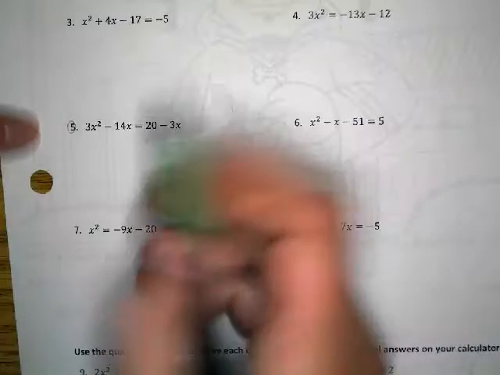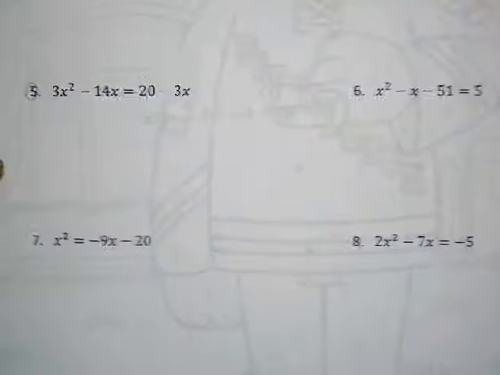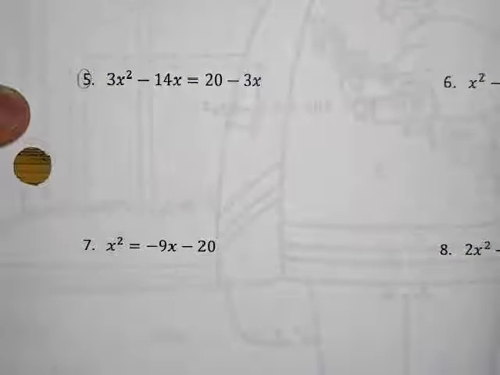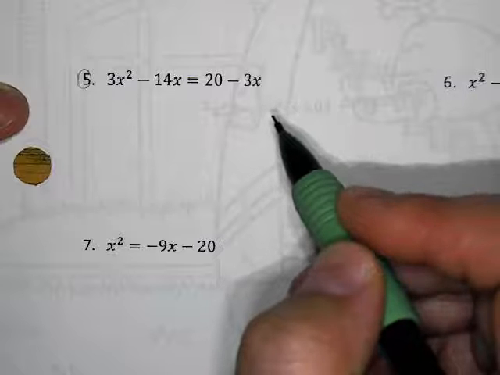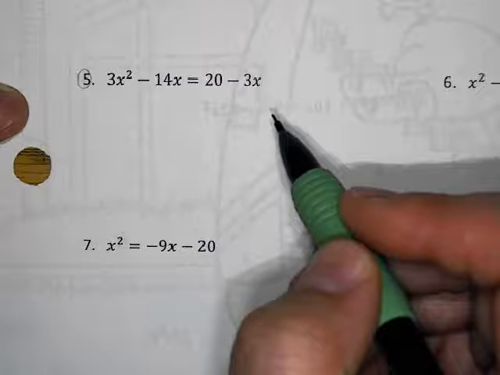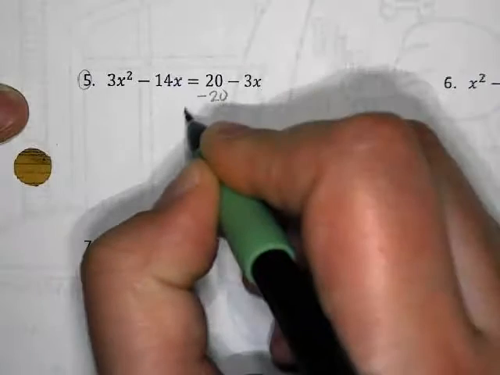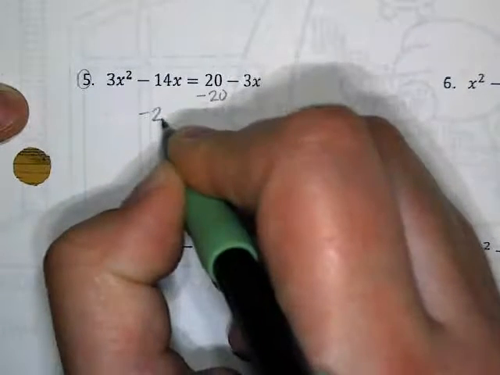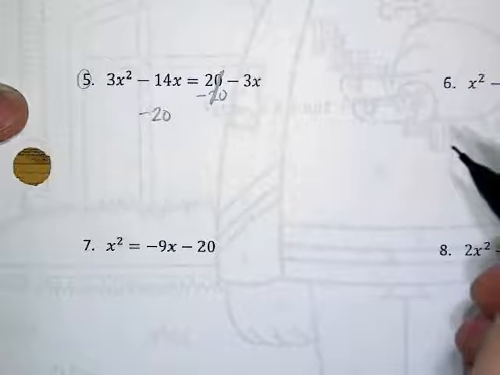Okay, so we got to set it equal to 0 first. And so how do we make it equal 0? Okay, subtract the 20. And the 20 doesn't subtract from anything, so I'm just going to put it down here. And then what else should we do?